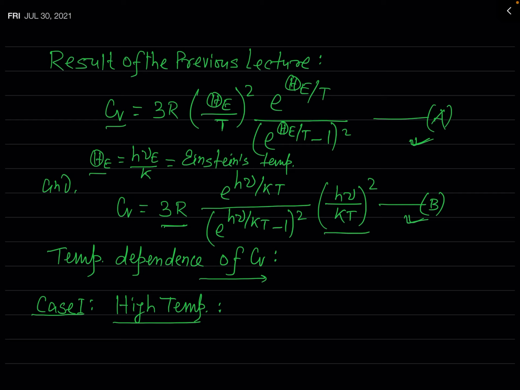But since in this case when T tends to 0, you have seen that hν/kT is infinity, so e raised to the power hν/kT will be very, very large in comparison to 1. And so in the denominator of this equation B, we can neglect this 1 in comparison to e to the power hν/kT. And so neglecting this 1 in the denominator, in the case of low temperature, you can write the expression for Cv, and that will be 3R e to the power hν/kT into (hν/kT) whole square.